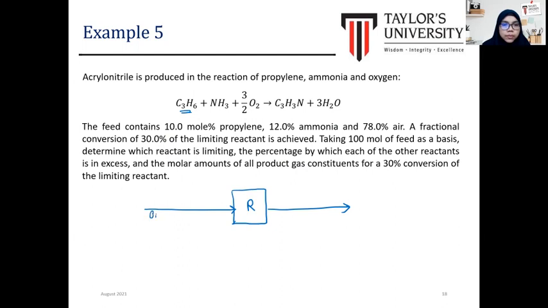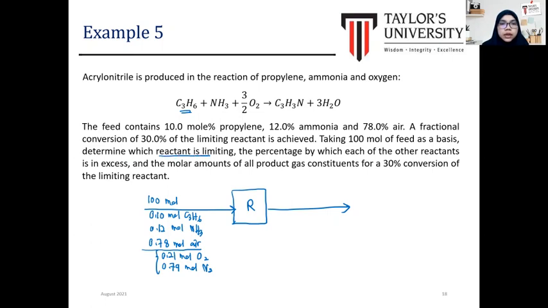So we have 0.1 mole propylene, and we have 0.12 mole ammonia, 0.7 mole air. So air here consists of 0.21 mole oxygen, right? So the remainder is 0.79 mole nitrogen. So this is for air, 100 mole.